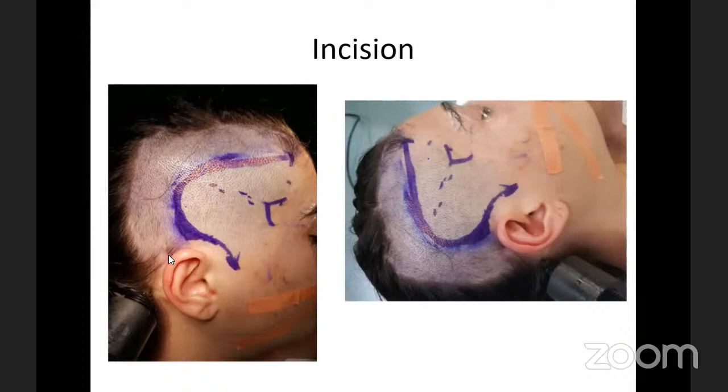The posterior limit of this incision is marked by an imaginary line starting from the mastoid up to the vertex. Do not go beyond this line because you do not need it, and do not fall short of this line because it will obstruct your view and make your dissection difficult.